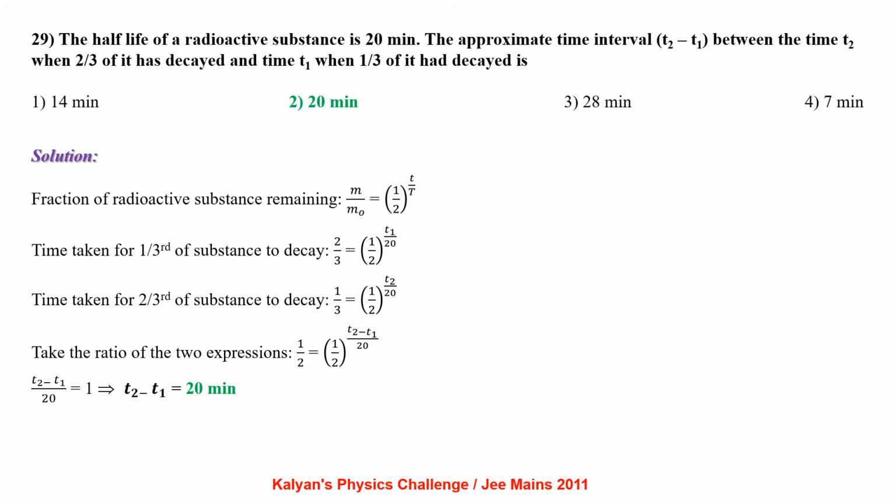the radioactive material. Now time taken for 1/3 of substance to decay, that is 2/3 to remain, 2 by 3 equal to 1 by 2 whole power T1 by 20. Time taken for 2/3 of the substance to decay, that is 1/3 to remain, is 1 by 2 whole power T2 by 20. Now taking the ratio of the two expressions, we get 1 by 2 equal to 1 by 2 power T2 minus T1 by 20, that is T2 minus T1 by 20 equal to 1. So the time interval T2 minus T1 equal to 20 minutes.